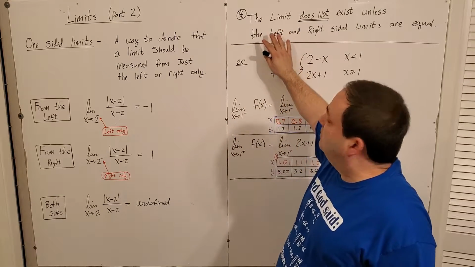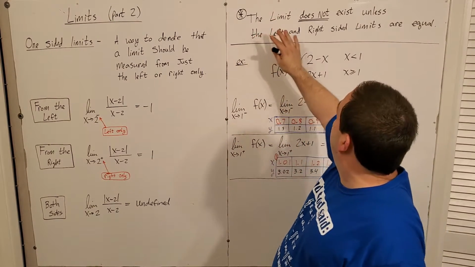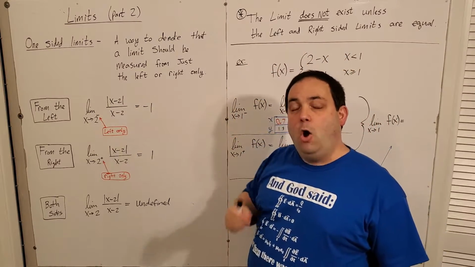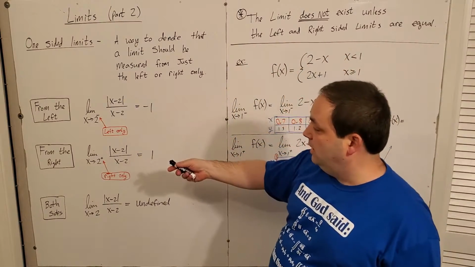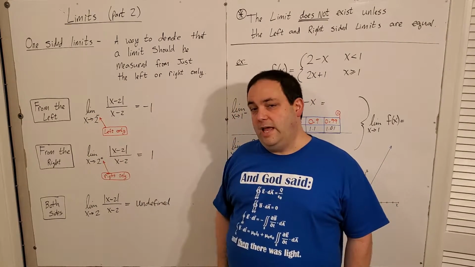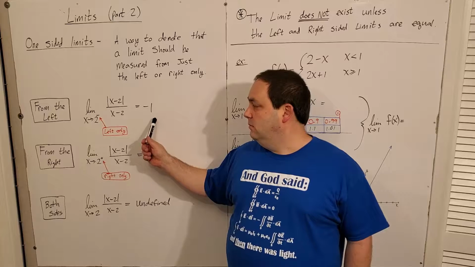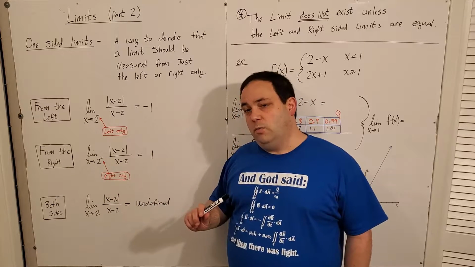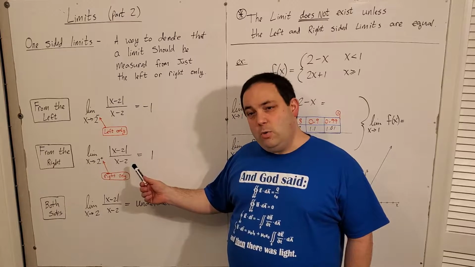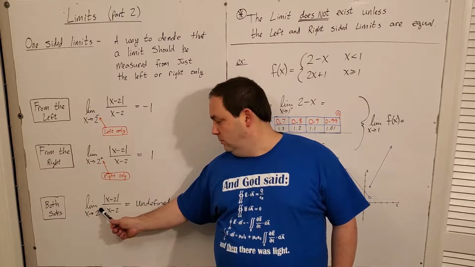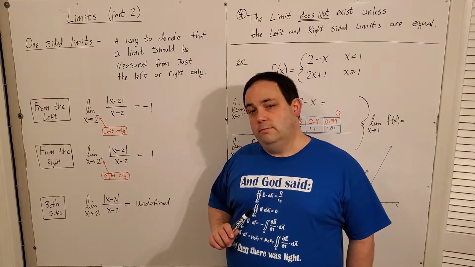A limit doesn't exist unless the left and right side limits are equal. Okay, so like in this example right here, the limit as x approaches 2 from the left is -1. And the limit as x approaches 2 from the right is +1. Since these are not equal, then the limit itself, no directional, is undefined.